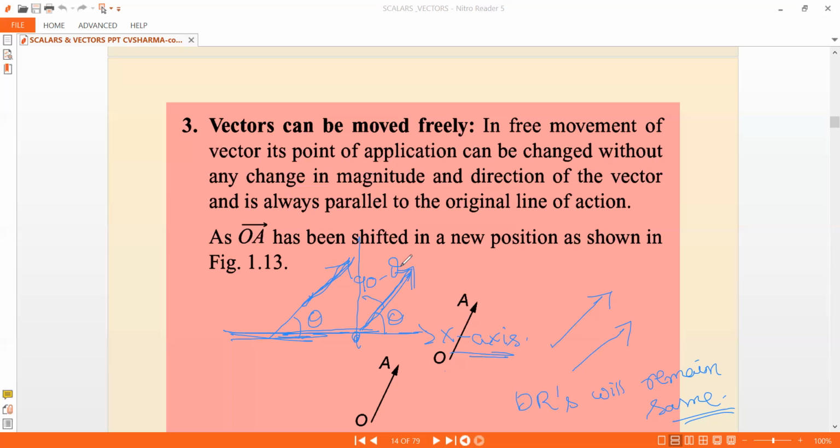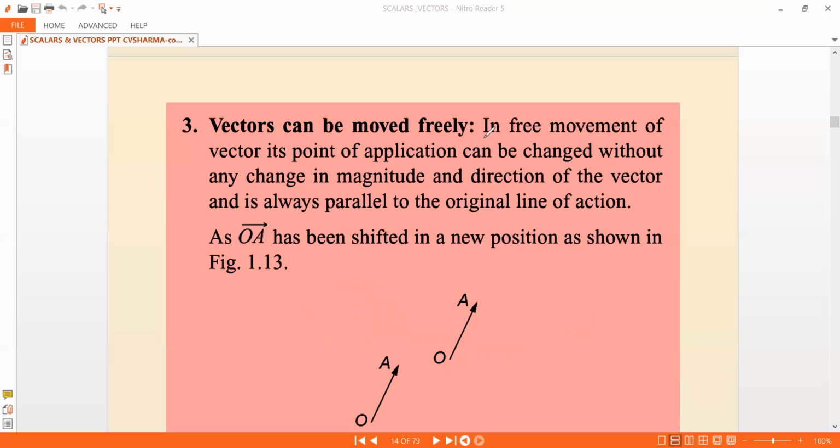Sir, I don't want to take it with respect to the x-axis. I want to check the direction with respect to the y-axis. Yes, you can do that, absolutely no problem. So if my assumption is theta, your assumption becomes 90 minus theta. That's only the variation you get. I hope you got this funda right now.